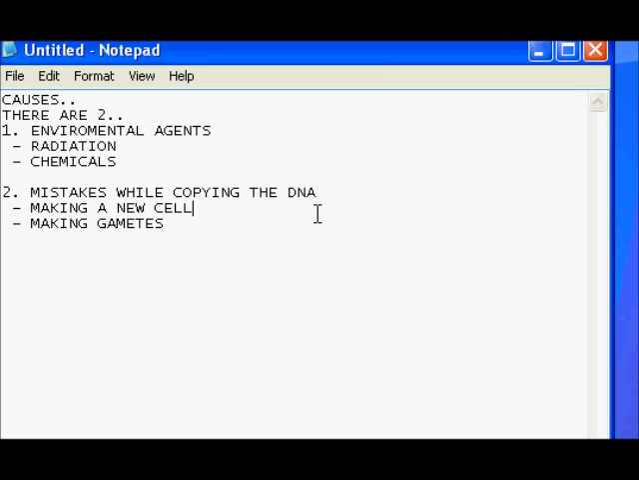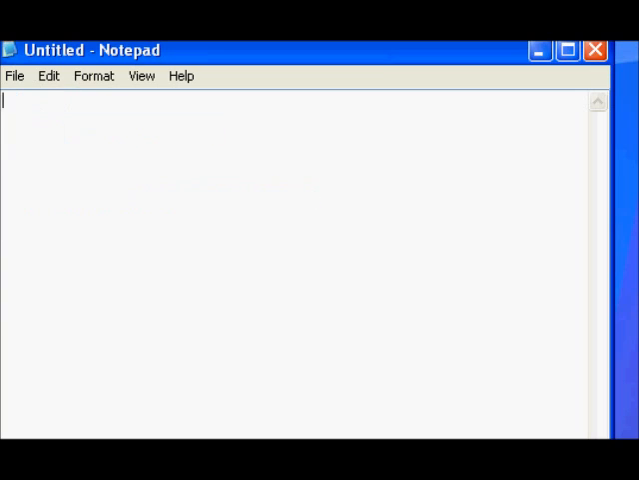Alright, so now we're gonna go over the types of mutation. First, we're gonna start with point mutation. A point mutation is when only one base pair or nucleotide is changed or mutated. After each kind, I'm going to give you an example.